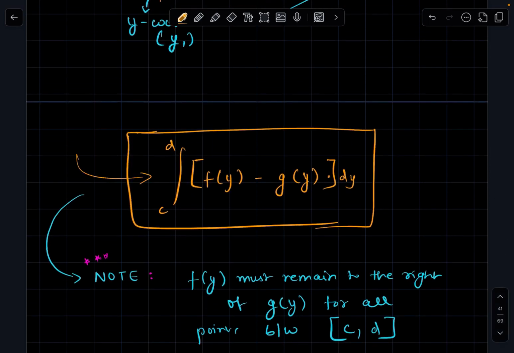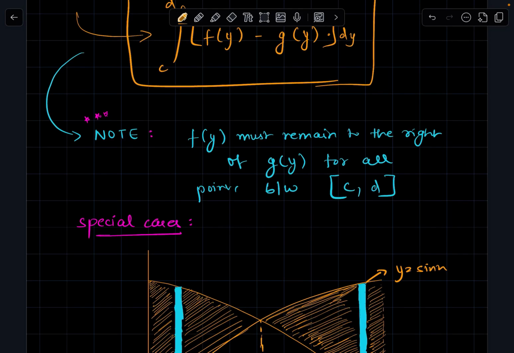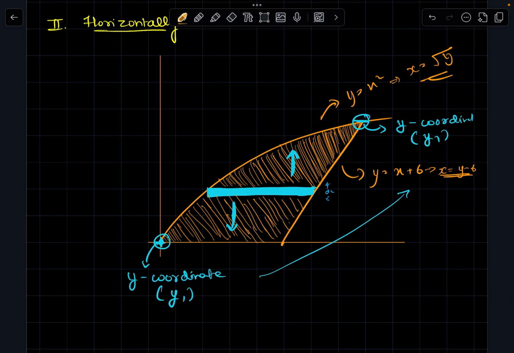Right, and the formula is here: the integral of f of y minus g of y with respect to dy with limits c to d, c to d being the y coordinates of the points of intersection of the region bounded by the two curves. And of course it's the same point as the last integral vertically, where f of y must remain to the right of g of y for all points between c to d. So like right here, y minus 6 is to the right of x square in this entire region. So f of y will be y minus 6 and g of y will be root y.